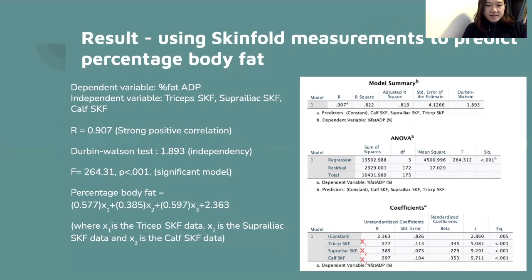The Durbin-Watson test is 1.893, and the F value is 264.31. The p value is smaller than 0.001, which indicates that this is a significant model to predict percentage fat with these three skin fold measurements. And below we have the equation that allows us to predict percentage fat with the three skin fold measurements.